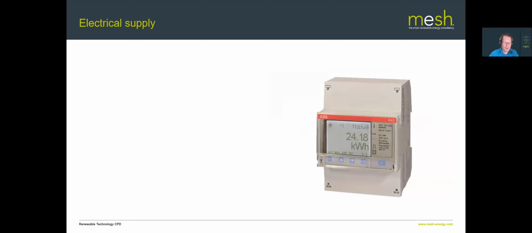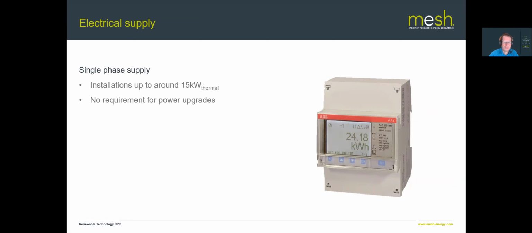The other big one that can catch people out if they're not careful is electrical supply. Electricity supplies basically come in two flavors: single phase supply, which is great for installations up to around 15 kilowatt thermal. So that's going to cover the majority of houses. It equates to a house of around 300 meters squared for a new build home. A little bit less than that if it's retrofit, obviously depending on insulation levels. And with a single phase supply, in most cases, there's no requirement for any kind of power upgrade. You would just need to notify your DNO that you're installing an air source heat pump, and the air source heat pump in that case would typically be fed from a dedicated radial circuit from the existing consumer unit. So it's a fairly straightforward electrical installation.